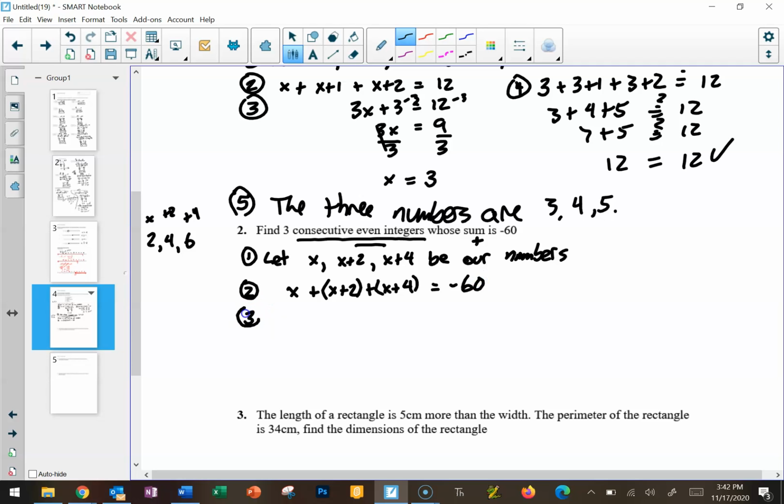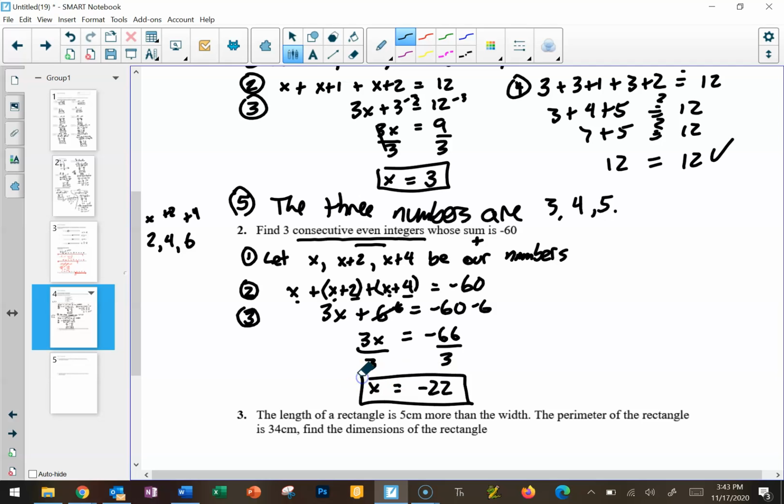Now we're going to go to number 3, which is solve. So x plus x plus x is once again 3x, and then this time 2 plus 4 is 6. Just adding all the like terms together. There's my x's, and there's my two numbers, right? Then we've got to solve, right? So 3x, got to get rid of the 6, so we subtract 6 from both sides. 3x equals negative 66, right? Negative 60 minus 6. Divide by 3 to get the x alone, and we got x equals negative 22. So we hope that's the answer.